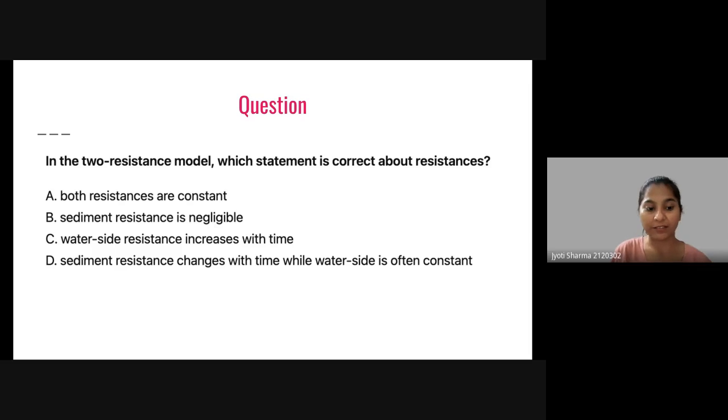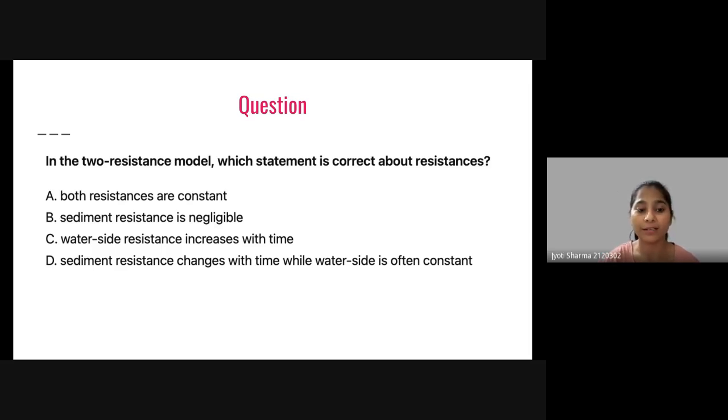We already have learned. I don't think that there should be any problem with this MCQ, because till now we have learned a lot about this resistance from the sediment side and the water side. So the D answer is the right one. That is, sediment resistance changes with time.